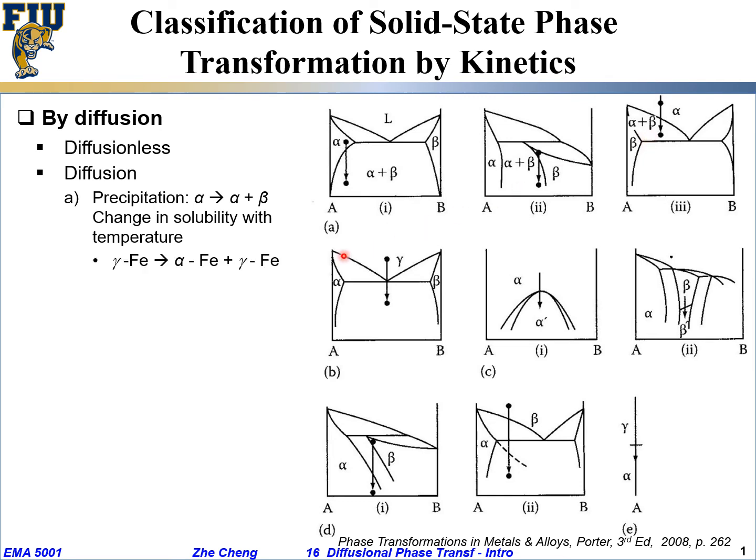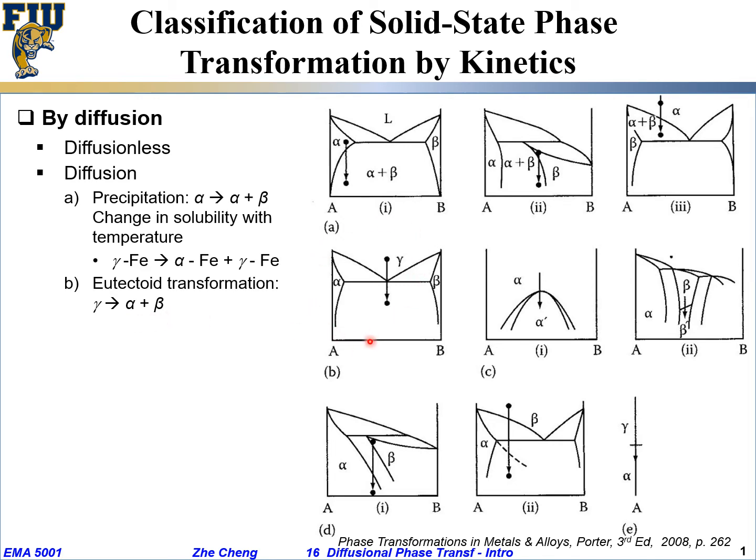Okay, and the example here is the gamma iron phase transforming into alpha iron and gamma iron at the eutectoid temperature or some other related temperature. Okay. And another one is about eutectoid transformation. This is going from one single solid phase gamma into two different solid phases alpha plus beta.